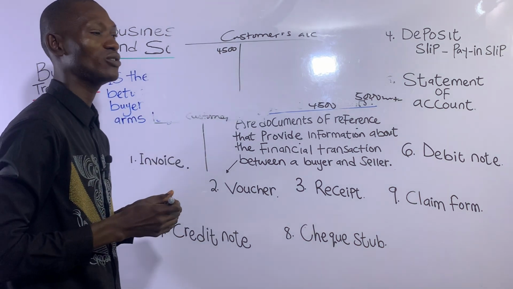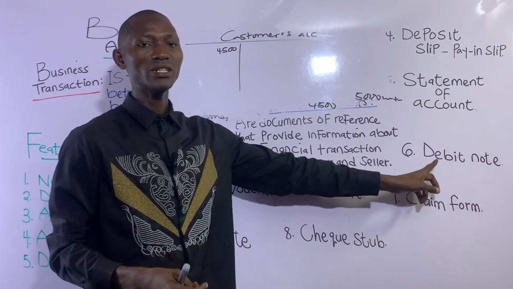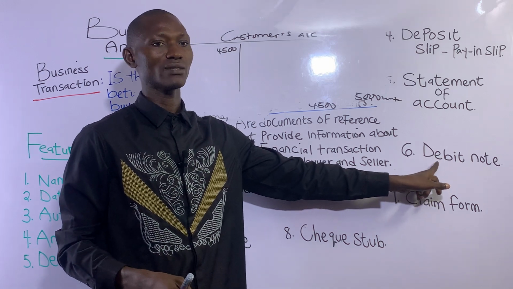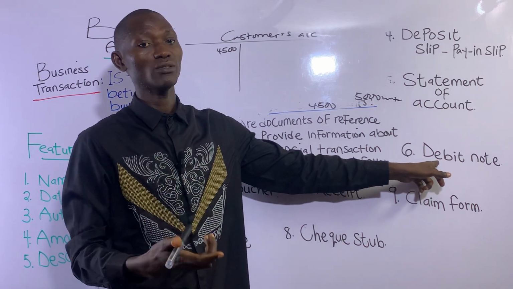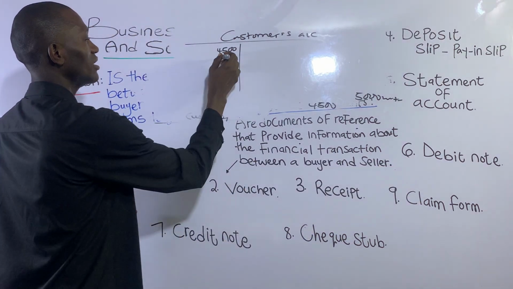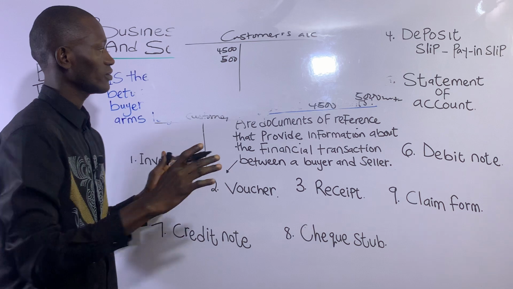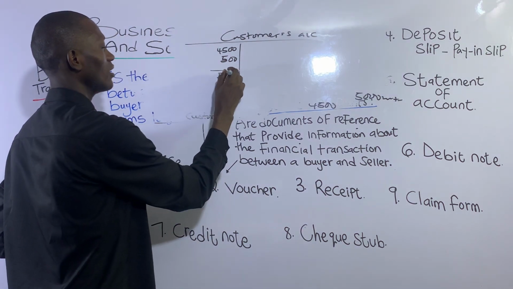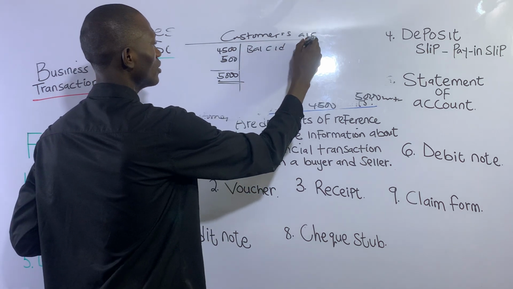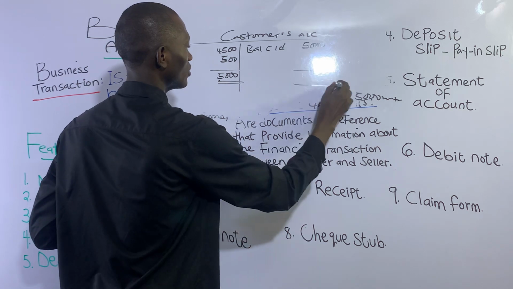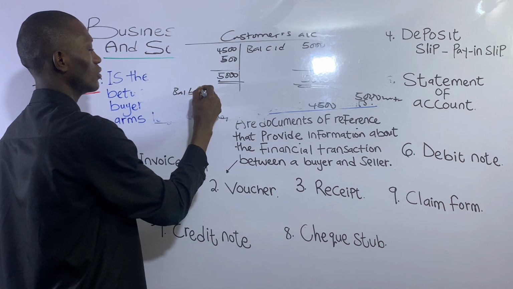Now, for the remaining 500 units, the supplier will issue a debit note. While the supplier issues the debit note, it will be accompanied by the remaining 500 units. And that means the customer's account will now be debited with an additional 500 units. So in this account, you have 5,000 units, then you have your balance carried down to be 5,000. Then you close the account. You have 5,000. Then balance brought forward, which is 5,000.